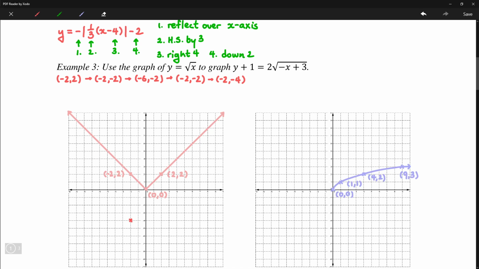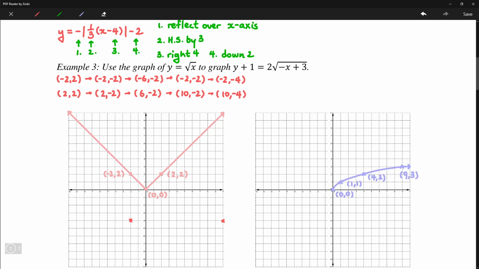Okay, let's look at another point. Let's go with 2, 2. So, reflection, that would be 2, -2. And then the horizontal stretch will give us 6, -2. Moving the graph to the right 4 spaces will give us 10, -2. And finally down 2 spaces, and this will become 10, -4. So it'll be over here.